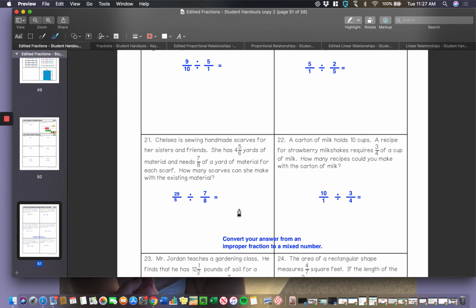So when you're done finding the quotient to this, when you're done performing your math, try to convert your improper fraction to a mixed number, and I did post a video on how to do that from Math Antics.